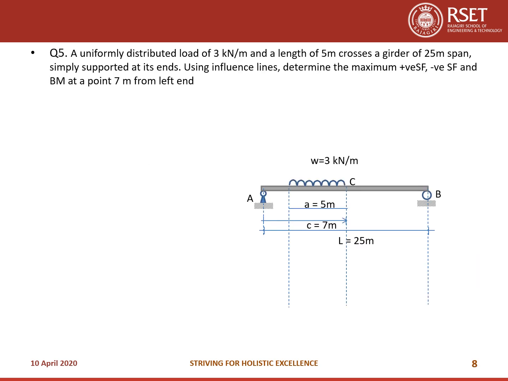Let us consider another question. A uniformly distributed load of 3 kilonewton per meter and a length of 5 meters crosses a girder of span 25 meters, simply supported at its ends. Using influence line, determine the maximum positive shear force, negative shear force, and bending moment at a point 7 meters from the left end. So in this case, you can see that the UDL has a length which is less than the span.